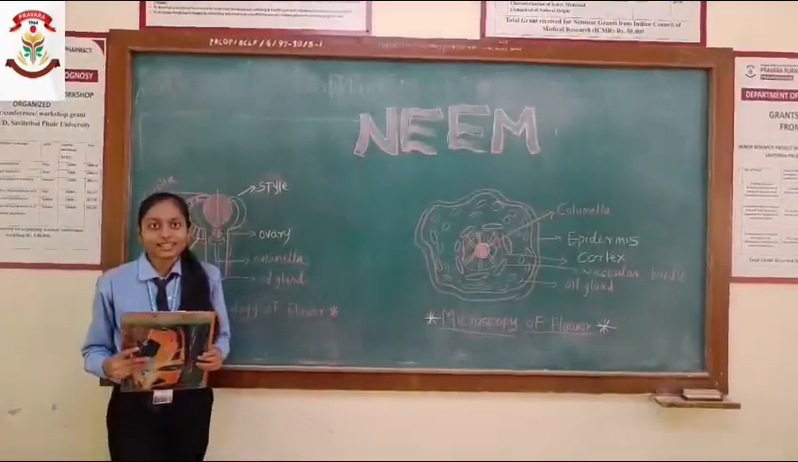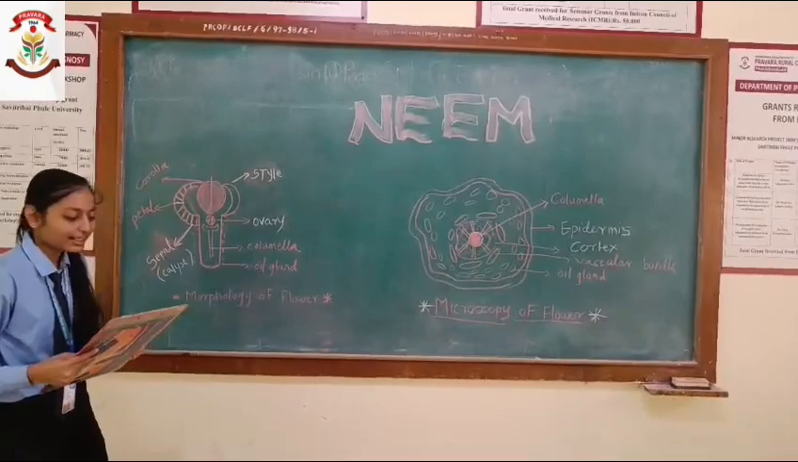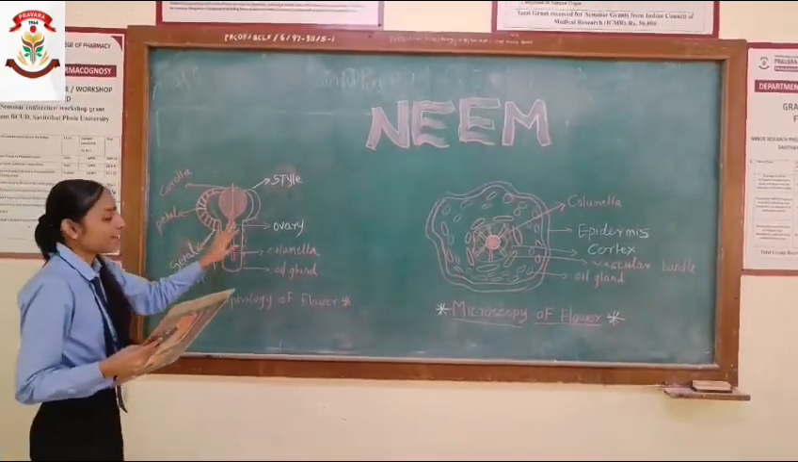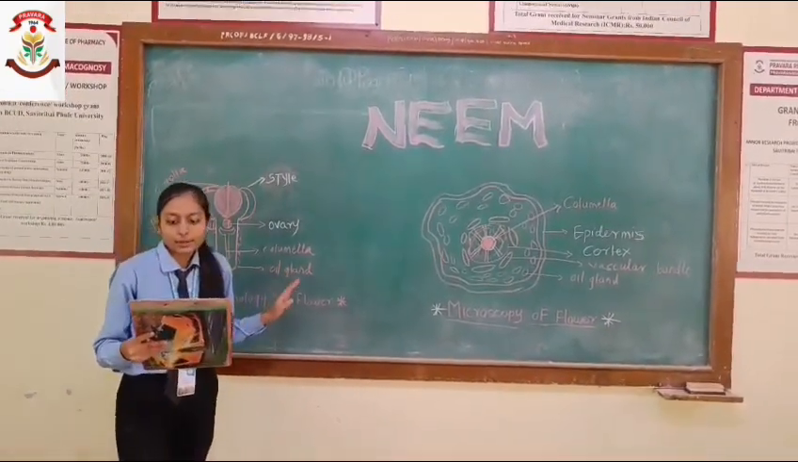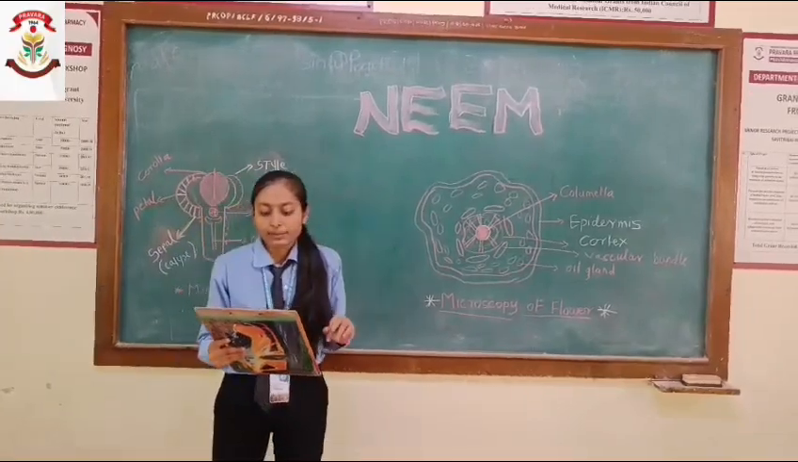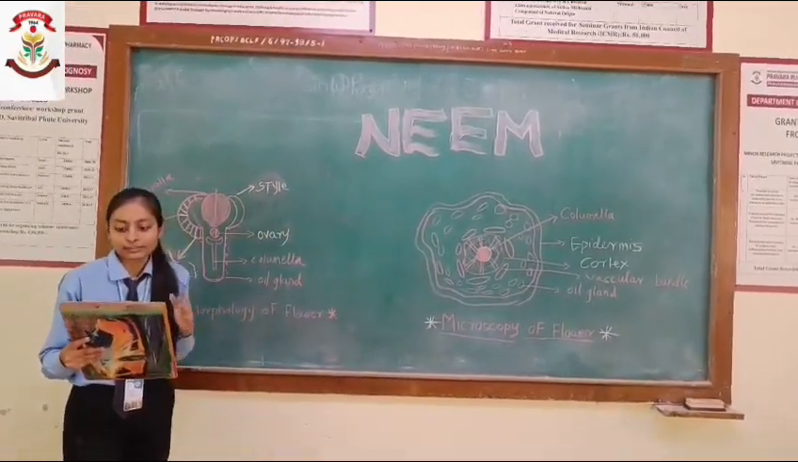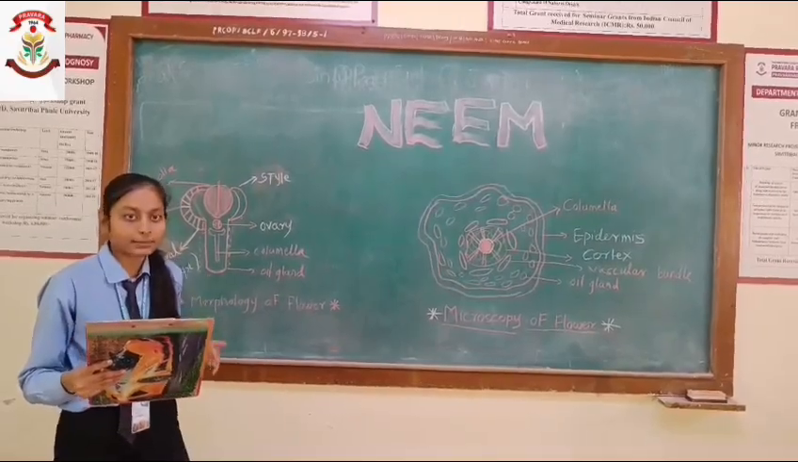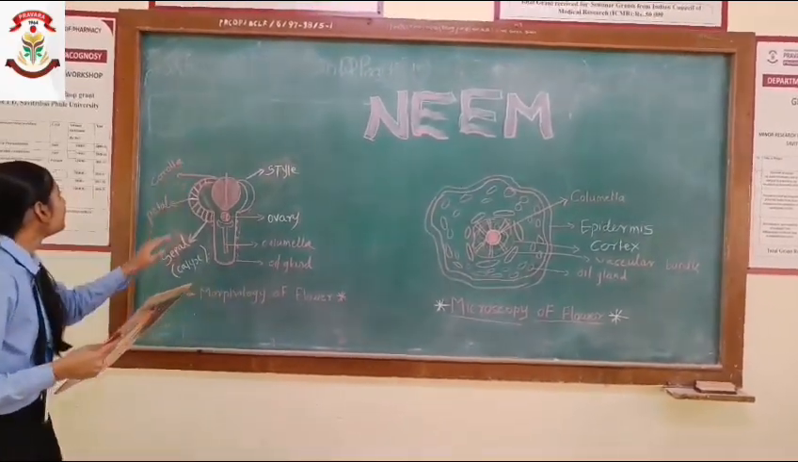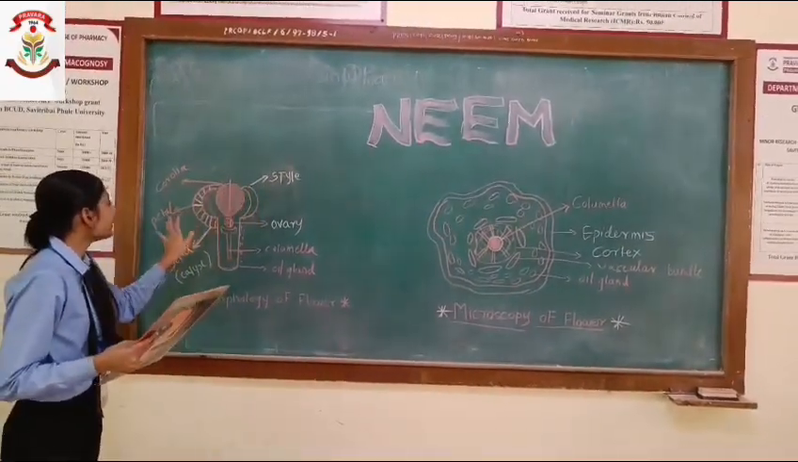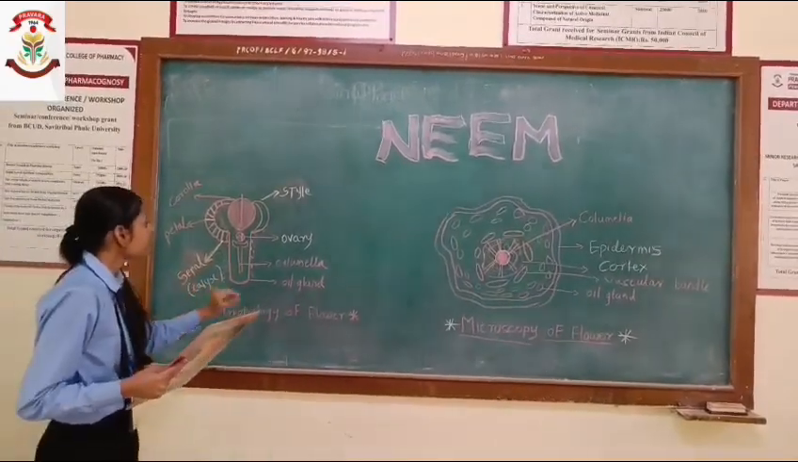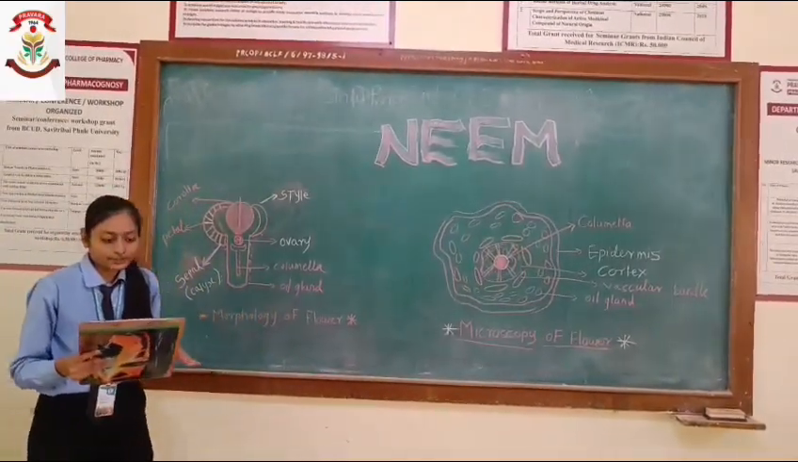Good morning everyone, myself Payal. I am moving towards the next part, which is the anatomy of neem flower. The neem flower is small, white and fragrant. They are bisexual and complete flowers. Bisexual means they have both male and female reproductive parts in the same flower. The parts of the neem flower are the calyx, corolla, style, petals, ovaries, sepals and androecium.